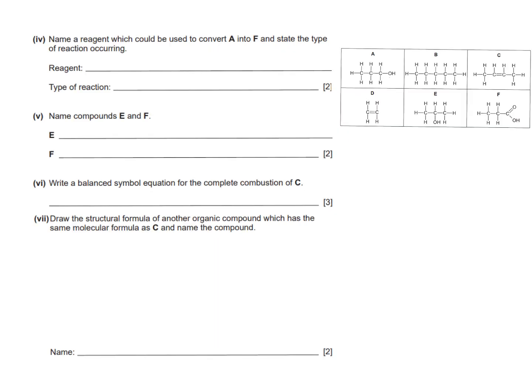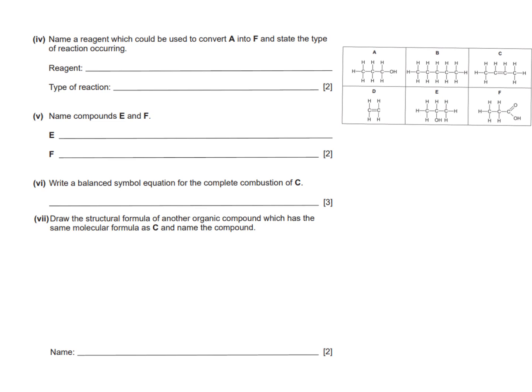Part 4, a reagent which could be used to convert A into F. So this is an alcohol. If I show here the OH group, the hydroxyl group. This compound is an alcohol and F is a carboxylic acid. So to go from an alcohol to a carboxylic acid, you need acidified potassium dichromate. And the type of reaction is oxidation. You can see here, we're adding in another oxygen. So, oxidation.